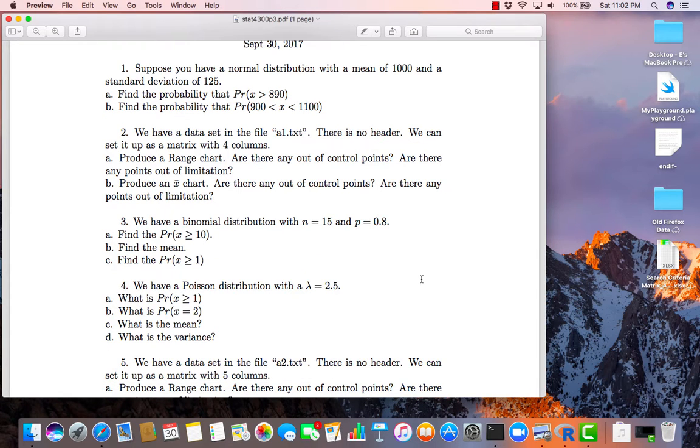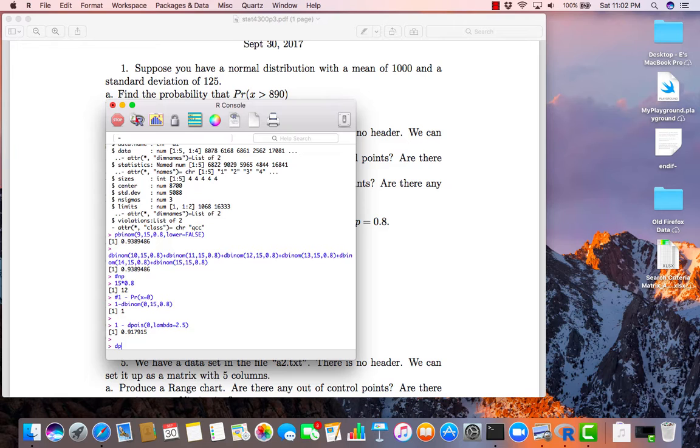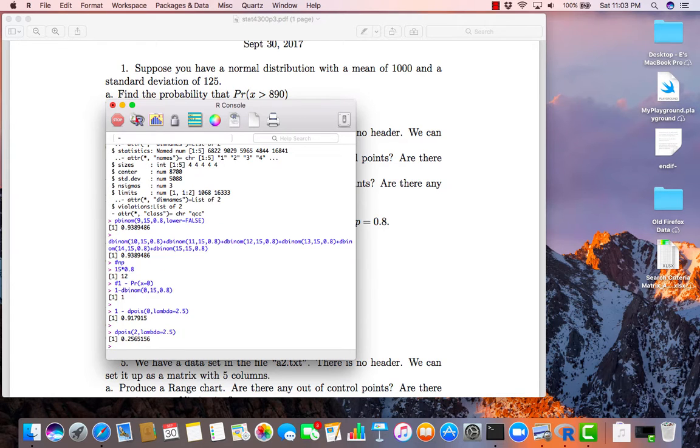Okay? What is the probability that x is equal to 2? So it's just d pos, 2 and lambda equals 2.5, and it's 0.2565. Nothing very dramatic there.